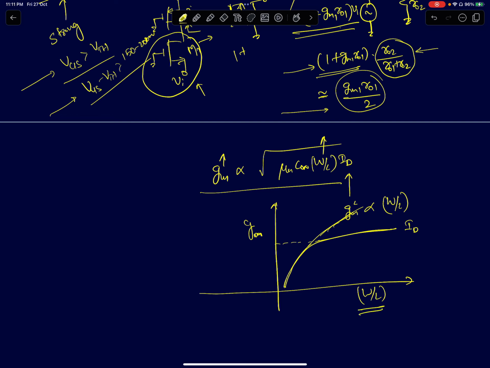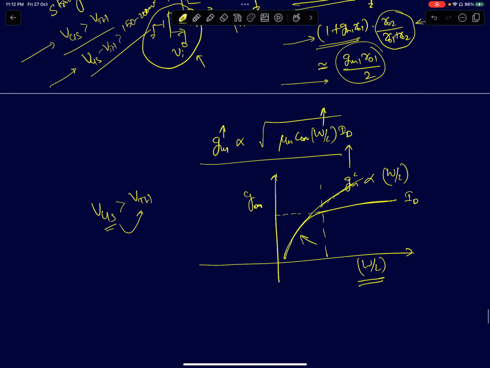This happens because, as I said, the equation where GM is proportional to the root of W by L is valid only if the device is in strong inversion, when your VGS is much greater than VTH. As you increase your W by L ratio for a given drain current, the MOSFET's VGS will start approaching VTH. At some point, when your VGS minus VTH is less than 100 millivolts, so usually the number is 4 VT.